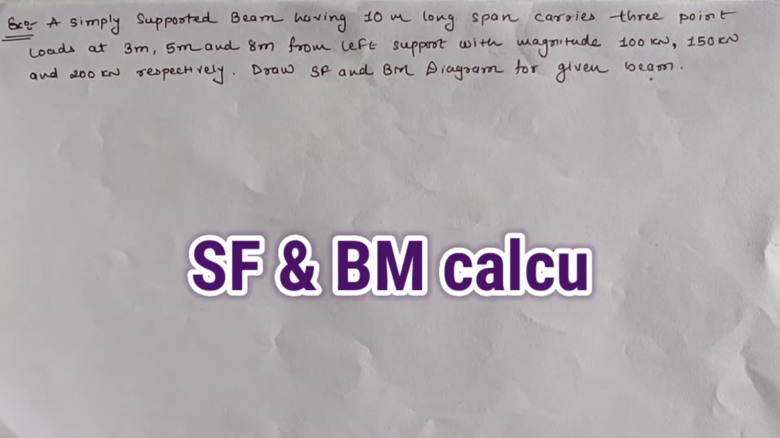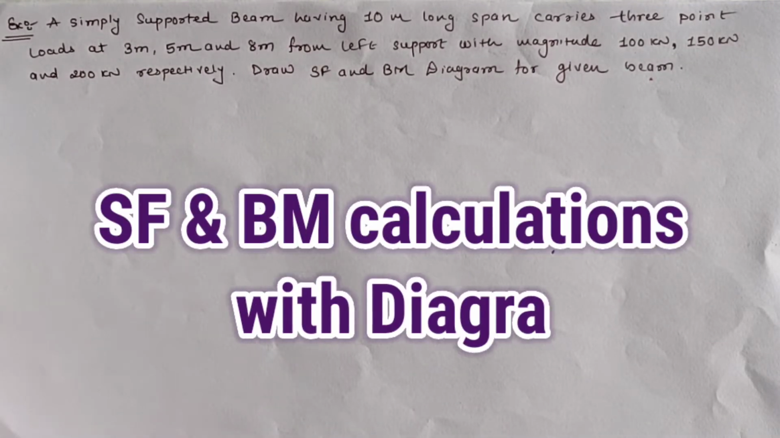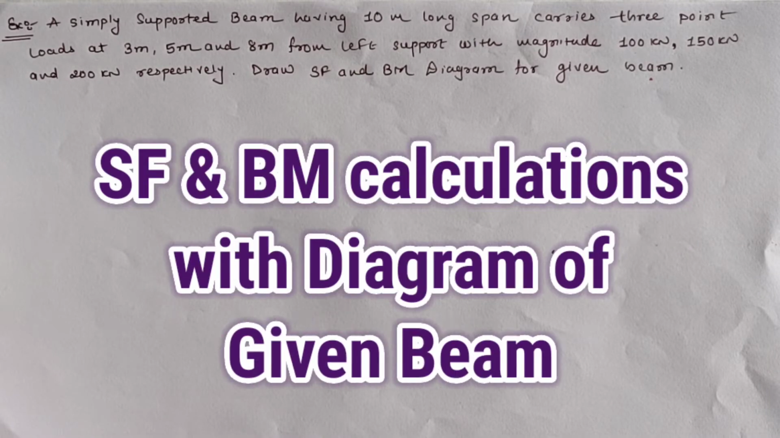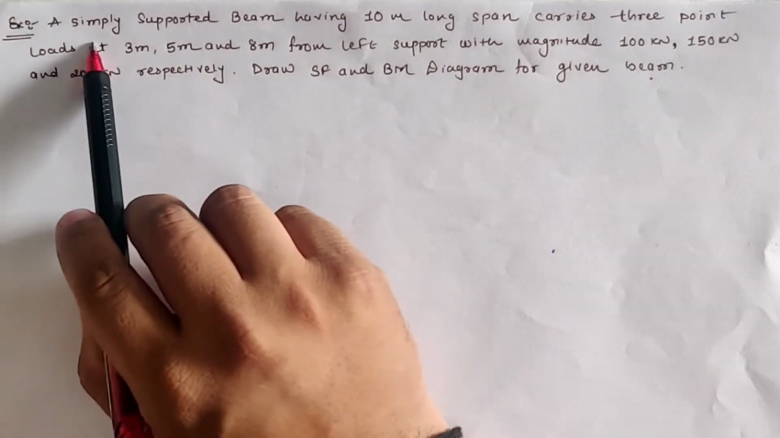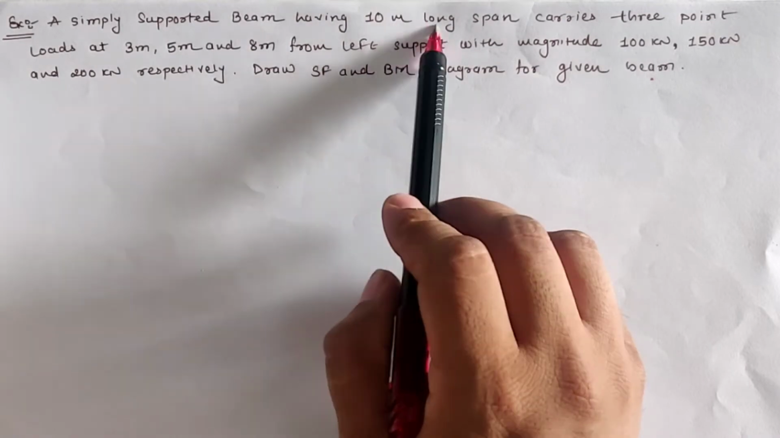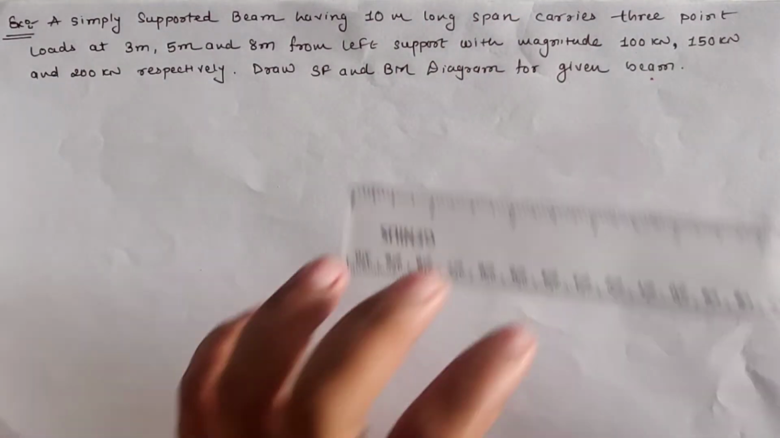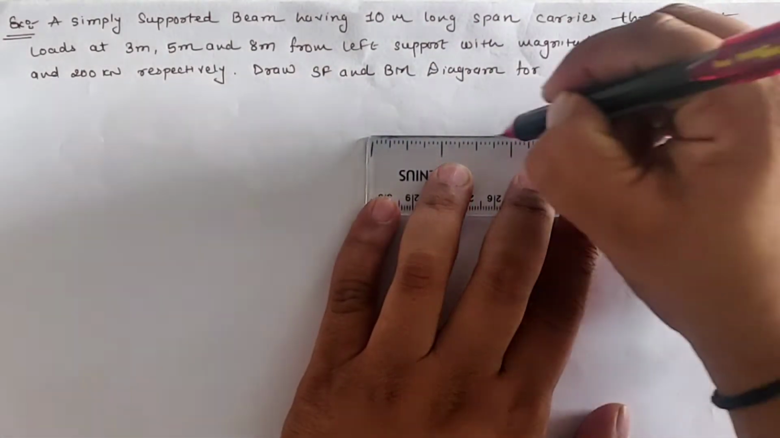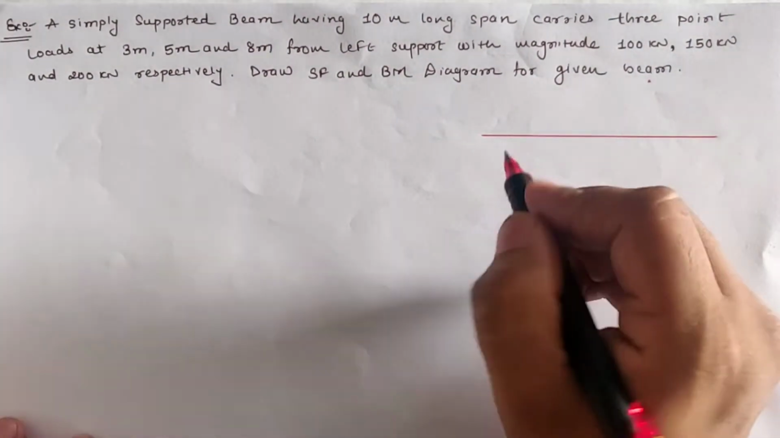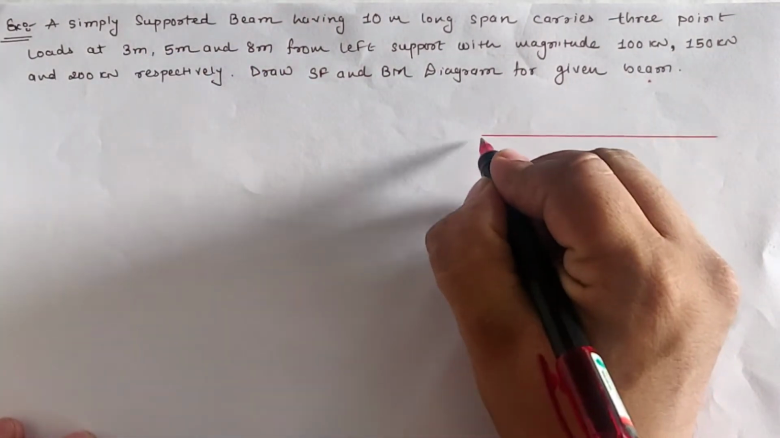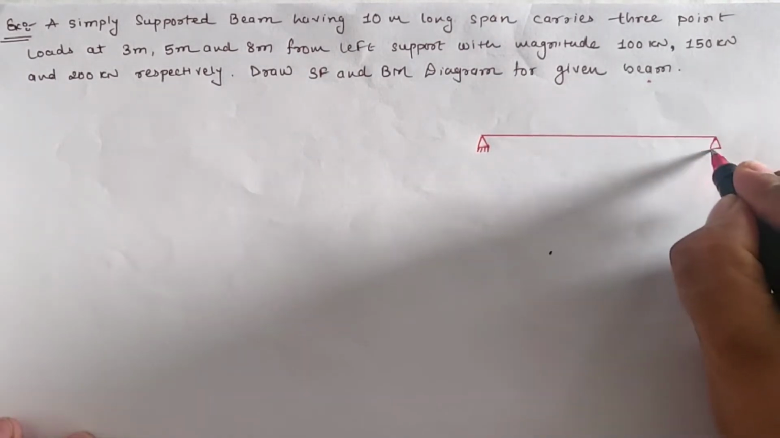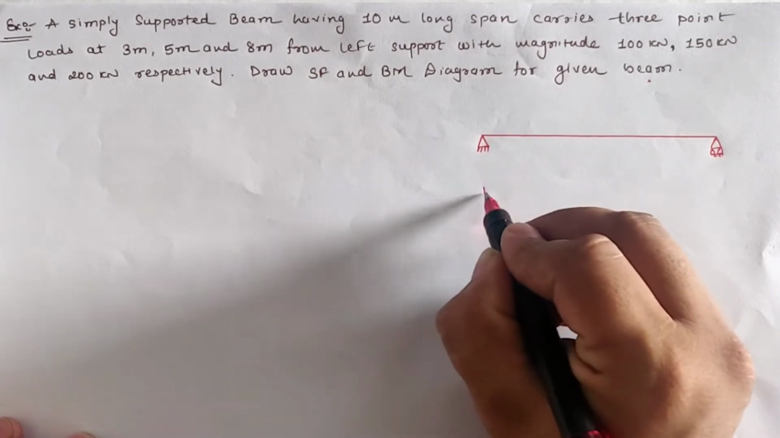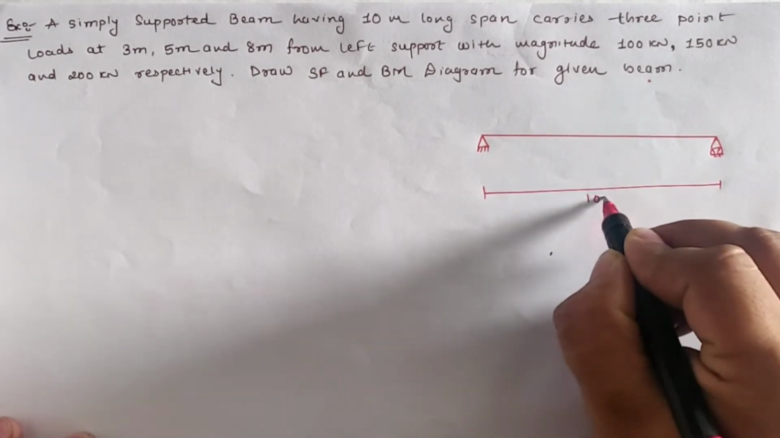Hello friends, today we are going to calculate the shear force and bending moment for given data. Now in this example we do not have the beam given, but the description of the beam as a simply supported beam having a 10-meter long span. Simply supported beam means one support is hinge and another one is roller, with a total span of 10 meters.